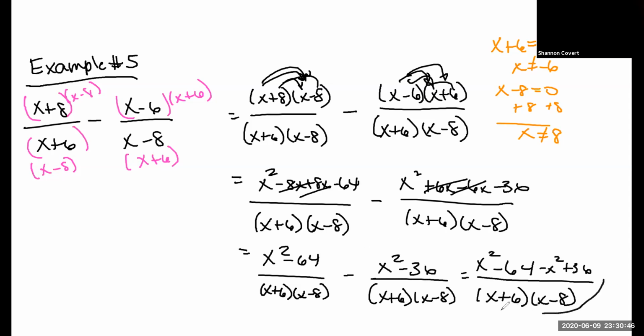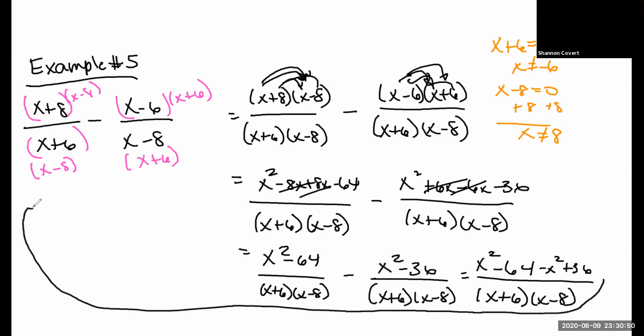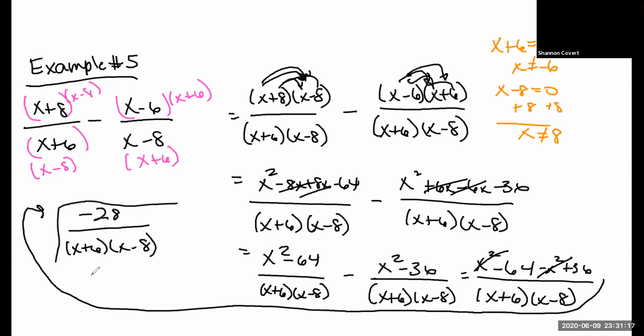And I'm running out of room, so we're going to move this step over here. When I get ready to combine like terms, x squared minus x squared adds to 0. So I have negative 64 plus 36, which actually ends up being negative 28 over x plus 6 times x minus 8. And I can't reduce that, so that is my solution.